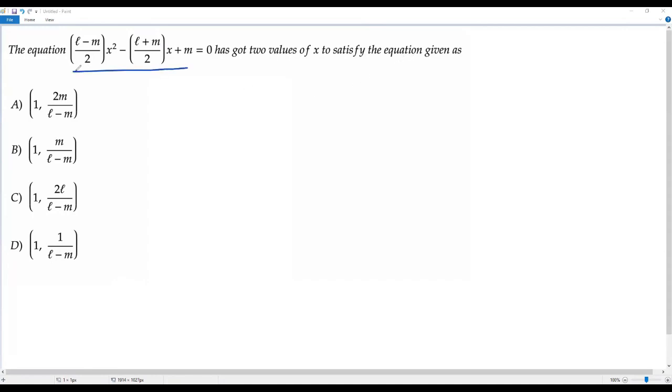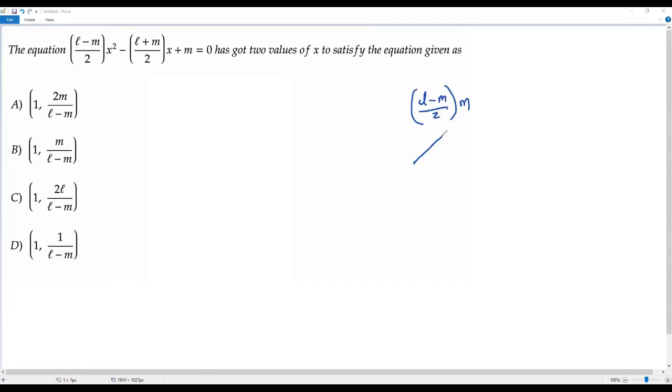Okay, here we have a quadratic equation, and usually when we solve a quadratic equation, we'll be getting two values for the variable x, and we have those two values in the given answer choices. I think we can try to solve the given quadratic equation by factoring. For that, we have to multiply the constant term m by the coefficient of x². Then I'm getting (L − m/2) times m.